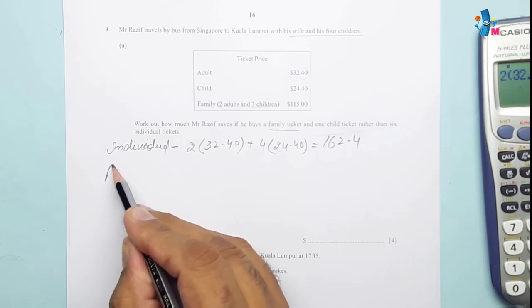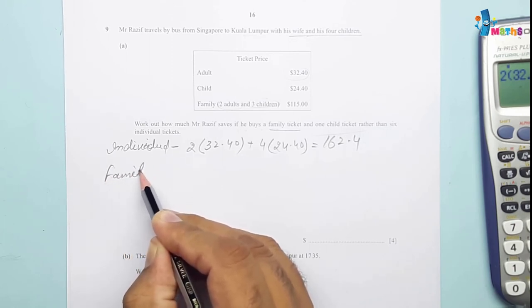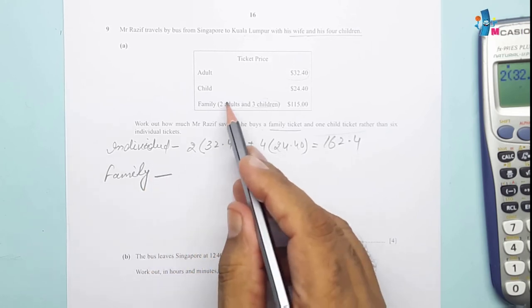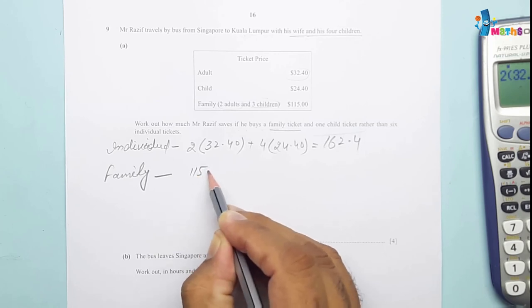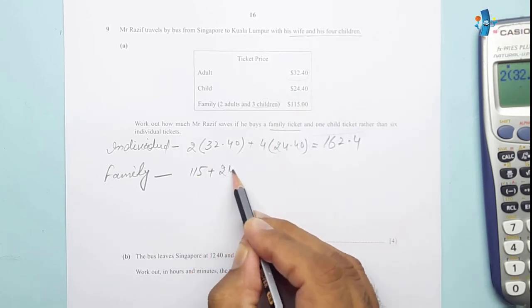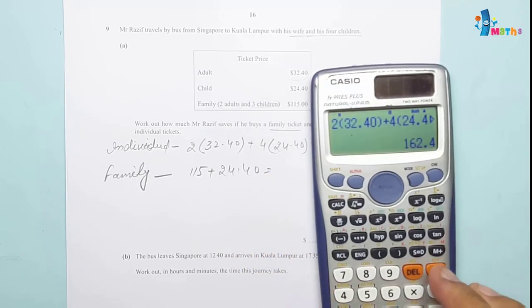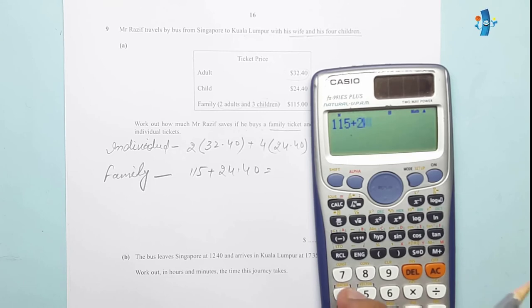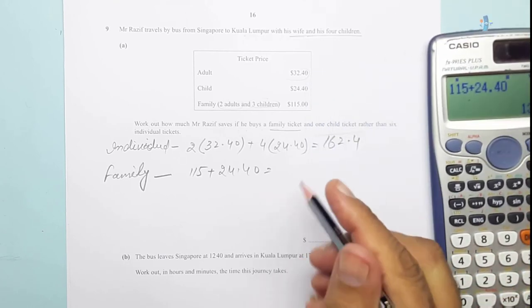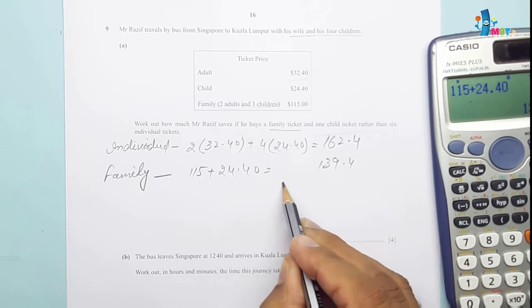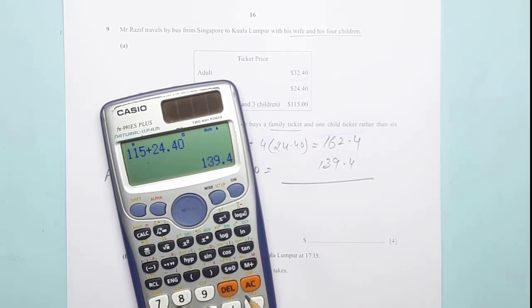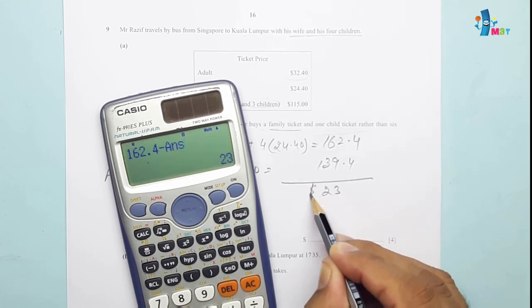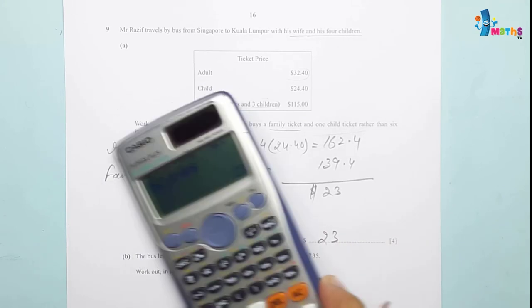And in case of family option, they will be paying this much amount, 115, plus they will be paying for one child, which is 24.40, and this will be adding up to 115 plus 24.40, which is equal to 139.4. Then we have to subtract to check the difference, how much you will be saving. So 162.4 minus 139.4 will be equal to 23. So $23 he will be saving. 23 we can write as answer.